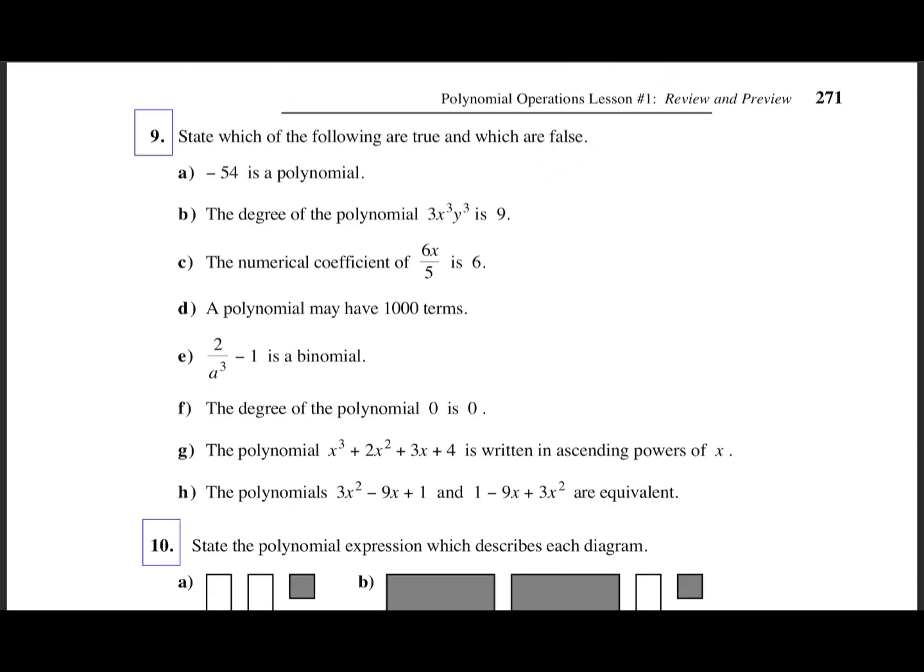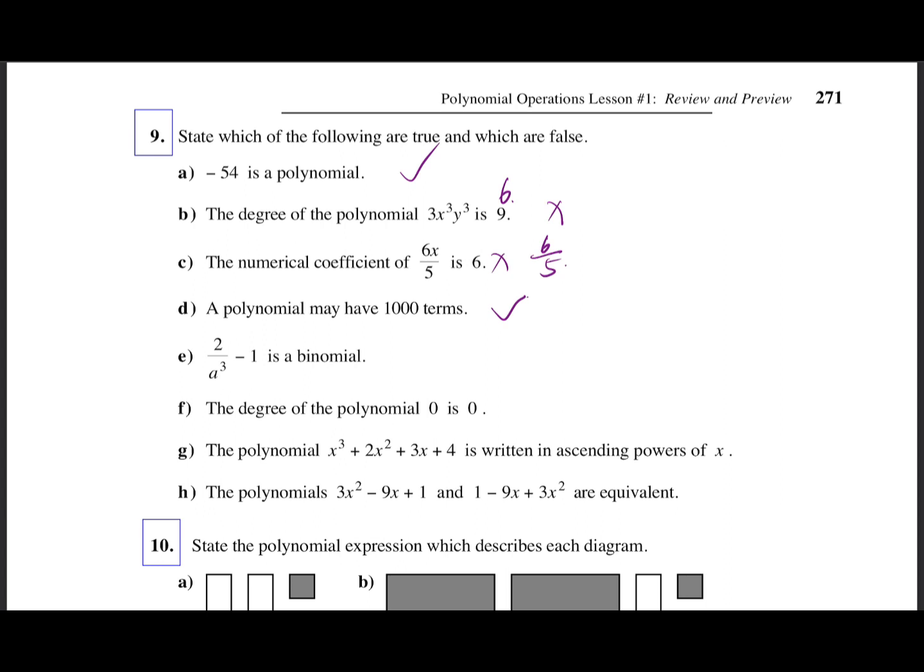Okay, and number 9. A, negative 54 is a polynomial, yes, and this is a monomial. And B, the degree is 9, so this is wrong. The degree is 6. And C, the numerical coefficient is 6? No, it is 6 over 5. And a polynomial may have 1,000 terms. Yes, you can have like 1,000 or infinity terms, so it's a polynomial.